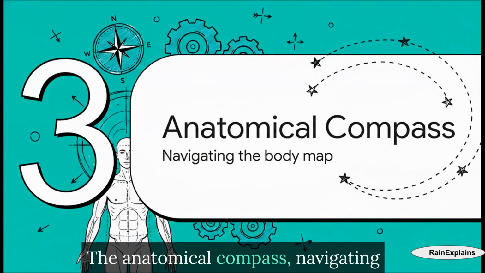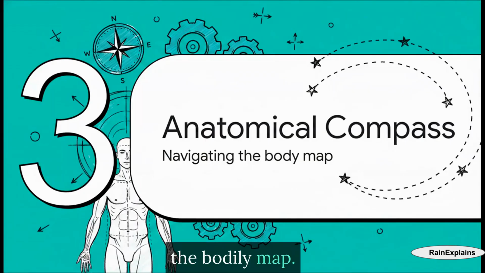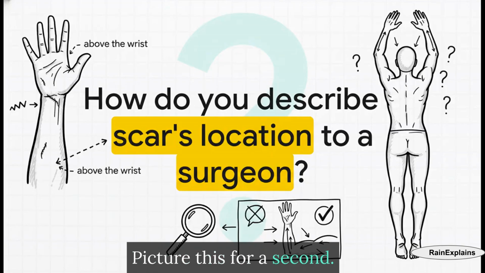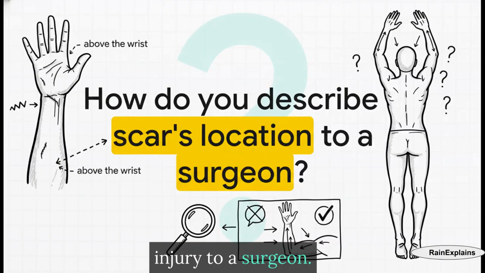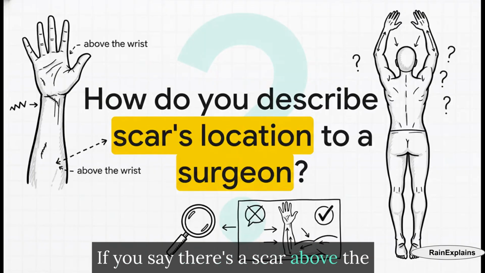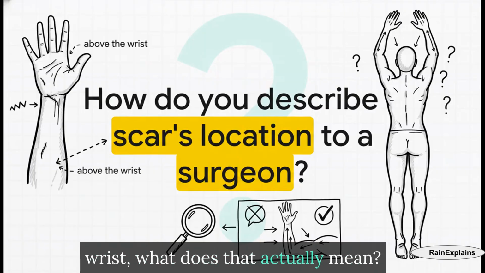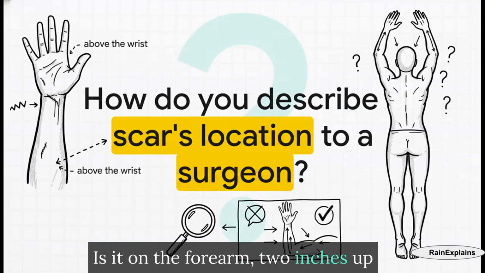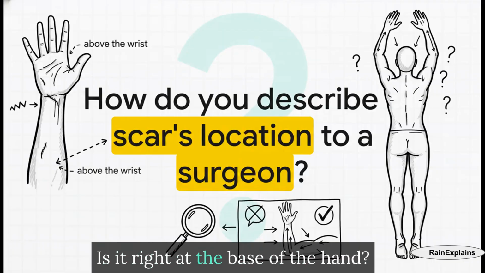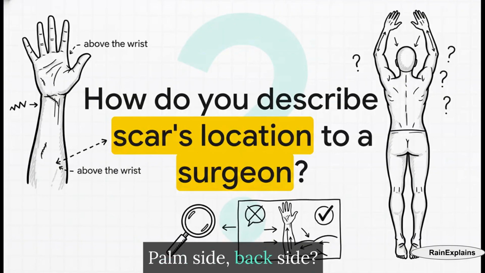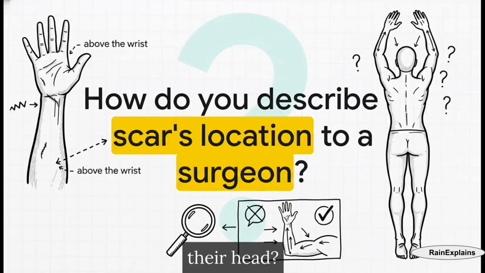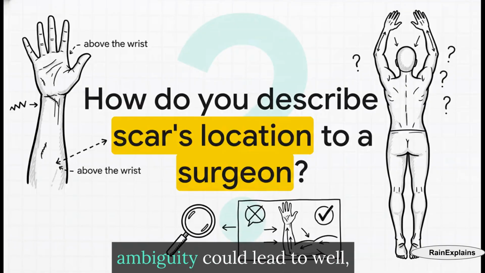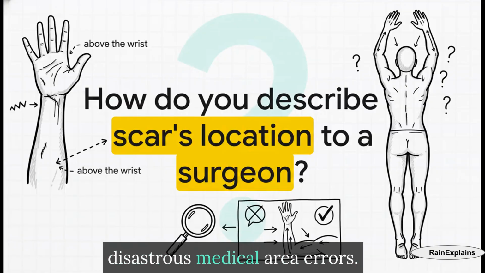All right, Section 3. The Anatomical Compass. Navigating the Bodily Map. Picture this for a second. You're a healthcare provider, and you're trying to describe a patient's injury to a surgeon. If you say there's a scar above the wrist, what does that actually mean? Is it on the forearm, 2 inches up from the hand? Is it right at the base of the hand, palm side, back side? And what if the patient is lying face down with their arms raised above their head? You can easily see how this kind of ambiguity could lead to, well, disastrous medical errors.